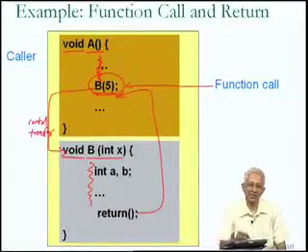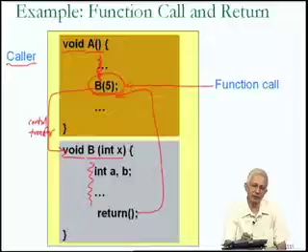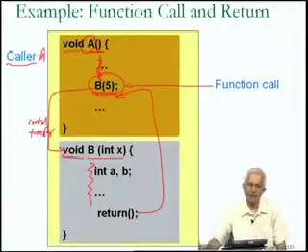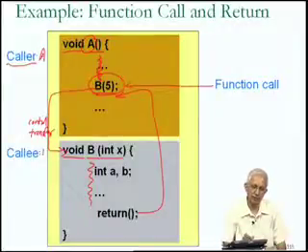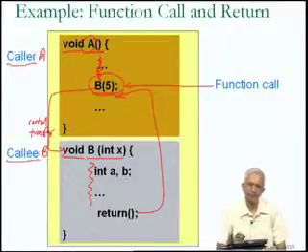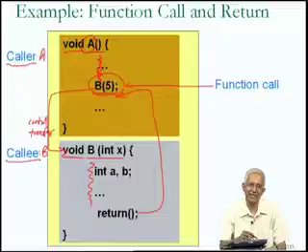The function in which the function call is made is called the caller function. So in this particular example, the caller is A. And the function which is being called, I will refer to as the callee. So in this particular example, the callee is B. These are fairly standard terms, caller and callee. So the function call is present inside the body of the caller, and as a result of the function call, control is transferred from the caller to the callee.